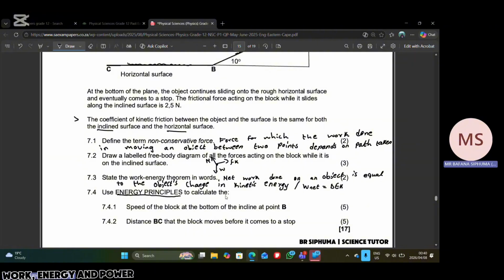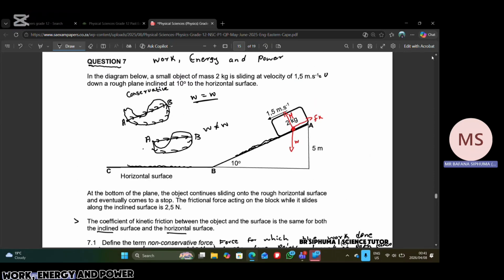at point B. Hey guys, listen carefully to the question. They said use energy principles. So you can use equations of motion as long as you also involve energy principles. You are free to do that. What you're not allowed to do is where they say use energy principle only. That is where you strictly focus on work and energy principles, not equations of motion, right? So they want us to use energy principles to calculate the velocity of the block at the bottom of the incline.